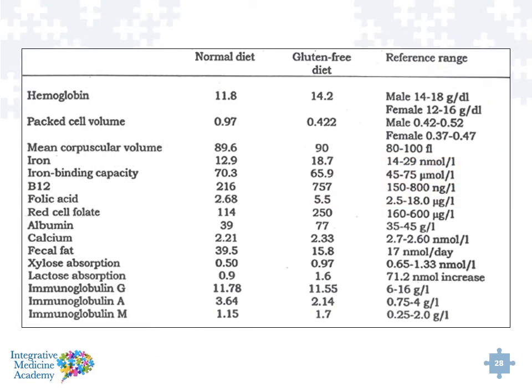In fact, sometimes just from a dietary change, this is a table here that's looking at individuals who were on a normal diet, meaning they were eating gluten, and then went on a gluten-free diet, and look at just the change in some of the blood parameters. So in this particular case, the hemoglobin levels went up. This was about a 3-month period of time. Iron levels improved. B12 levels almost tripled just by getting off of gluten in somebody who had celiac disease.